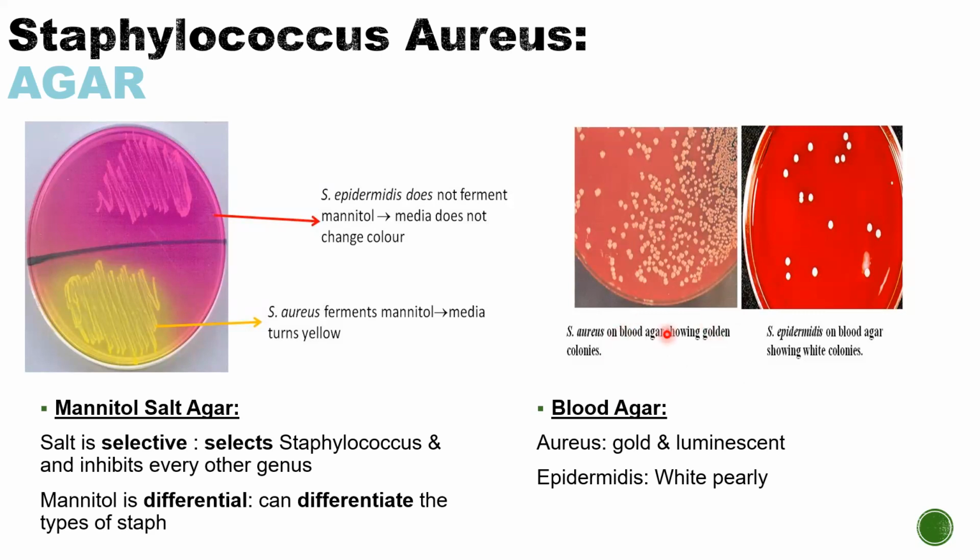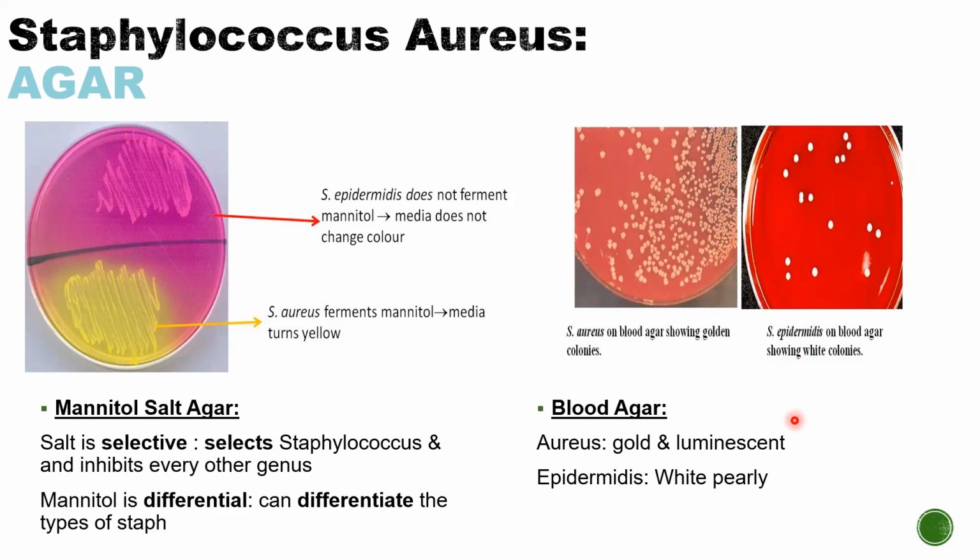For example, Staph aureus looks golden. Okay? Like we said, it's like an aura. So it has like this golden pearls to it. Epidermidis are white, very, very white. Okay? So just by growing it on the blood agar, you're able to see what kind of organism you're dealing with.